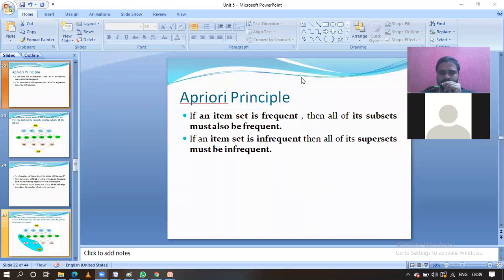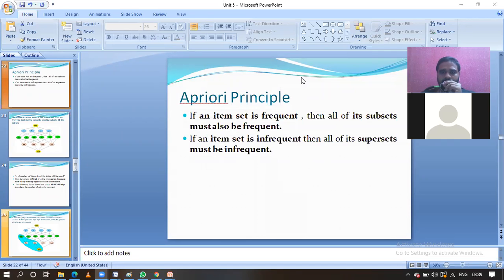Okay, guys, let us revise the previous class content. We are in the 50th unit, that is frequent item set generation. Normally, for association rule generation, the overall thing is divided into two parts. The first one is frequent item set generation, the second one is rule generation. In frequent item set generation, there are two methods. The first one is the Apriori algorithm. The next one is the FP-growth algorithm. Right now we are in the Apriori algorithm.